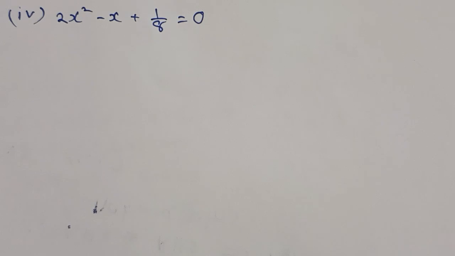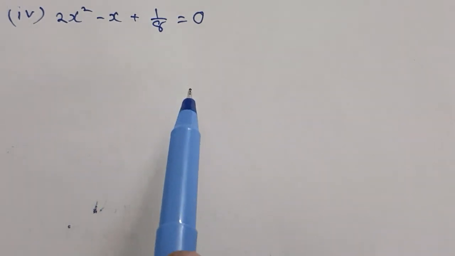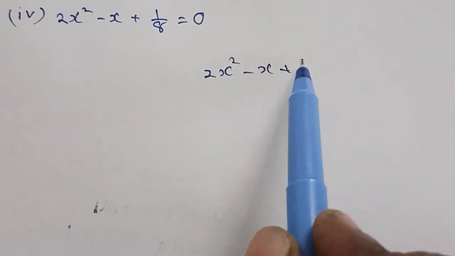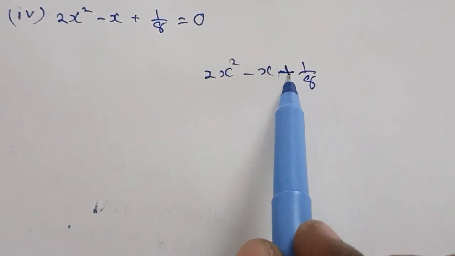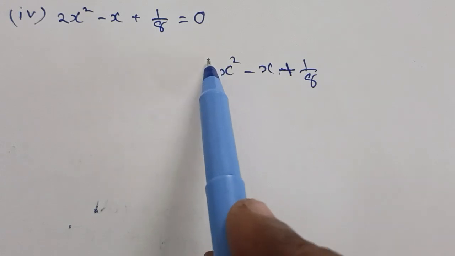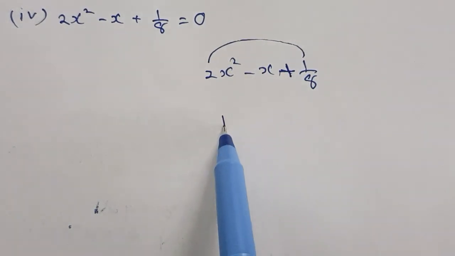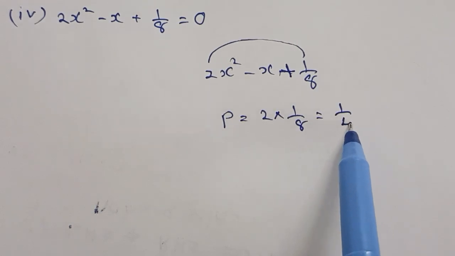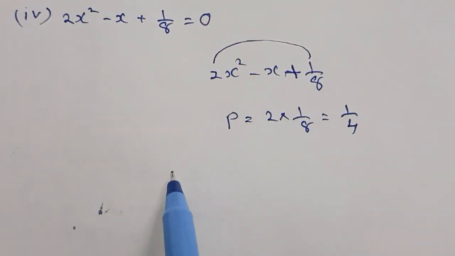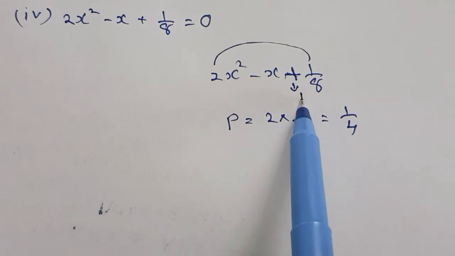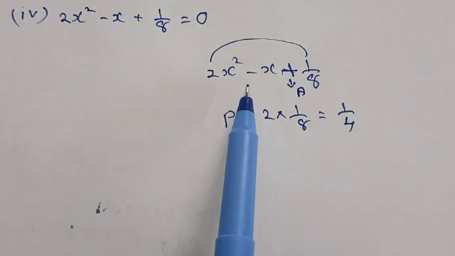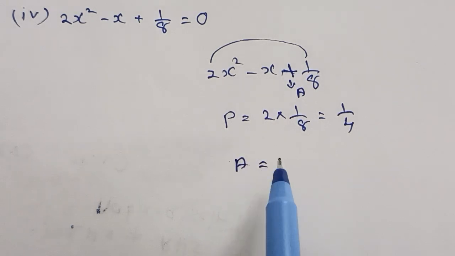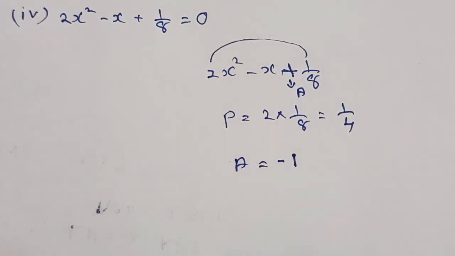Fourth question, 2x square minus x plus 1 by 8 equal to 0. 2x square minus x plus 1 by 8 is a quadratic polynomial. Product of two numbers should be equal to 2 into 1 by 8, that is equal to 1 by 4. 2 and 8 cancel, you get 1 by 4. Since the last sign is plus, when you add the same numbers, we have to get minus 1, isn't it? That is, after addition, we have to get our sum equal to minus 1.